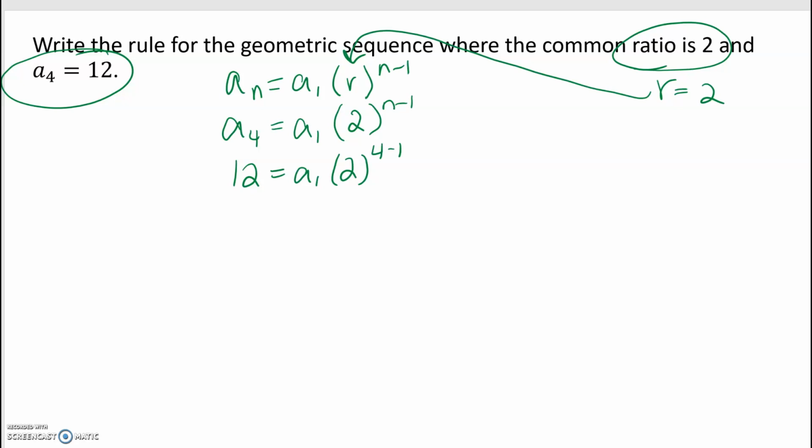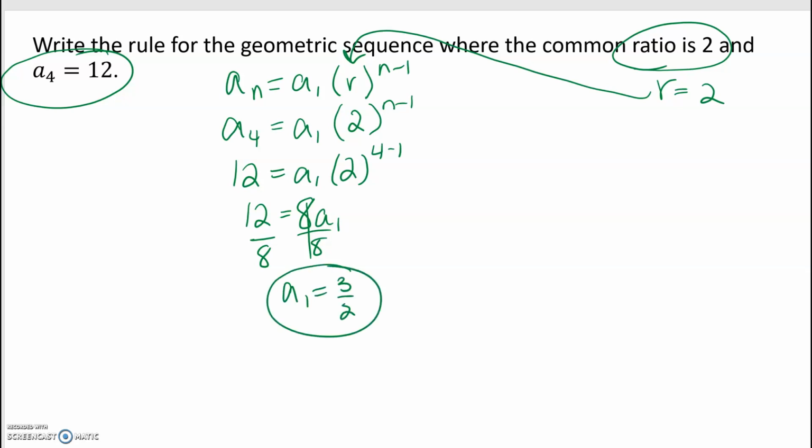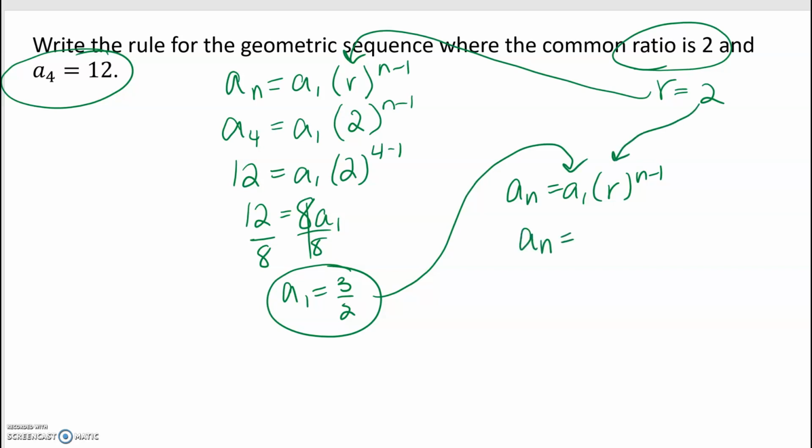Now when I simplify this, I get 8 times A sub 1 equals 12. I'm going to divide by 8 on both sides. So now I know my first term is actually 3/2. And once you have your first term, you can go back to your original equation, plug that in, plug in our ratio, and we will have our rule for our nth term. So 3/2 times 2 to the n minus 1 power.